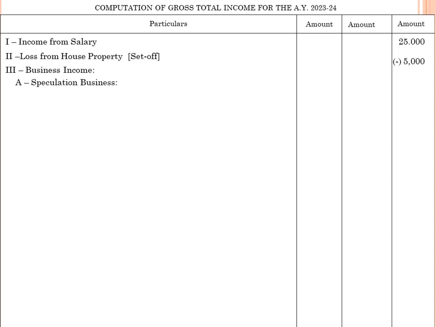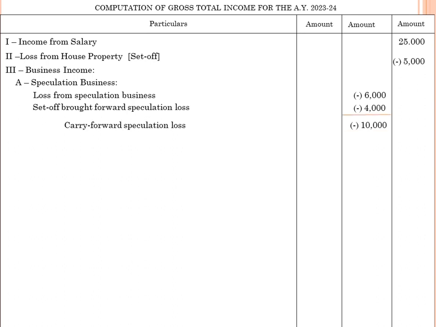Business income. The first one, speculation business. The loss from speculation business for the current year, that means previous year, is 6,000 rupees. Next, the brought forward speculation loss, how much? 4,000 rupees. Total loss 10,000 rupees. This 10,000 speculation loss should be carried forward. As per the provision, speculation loss should be carried forward to the four succeeding relevant previous years, and it can be set off only against speculation gain. So the 10,000 loss we carry forward to the subsequent year.